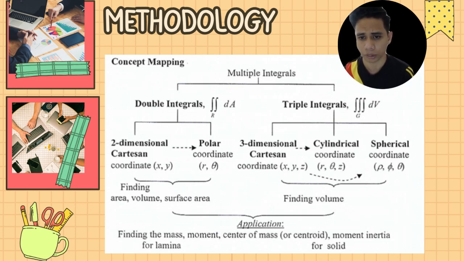Number one is the three-dimensional Cartesian, where we measure the coordinate system x, y, and z. Secondly is the cylindrical coordinate, where the variables are r, theta, and z. Lastly is the spherical coordinate, where the variables are rho, phi, and theta. All these elements are used for finding the volume, for laminas and solids, and also for finding the mass, moment, center of mass or central moment of inertia.